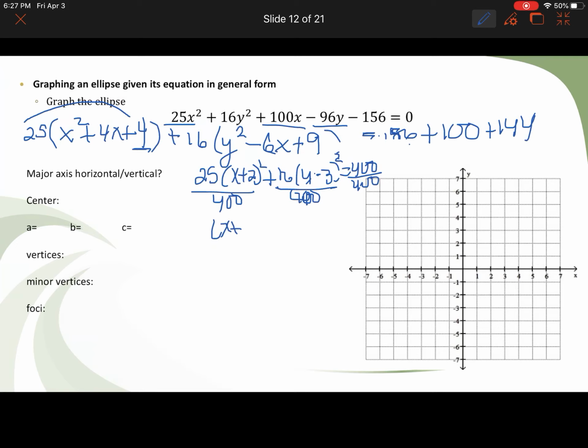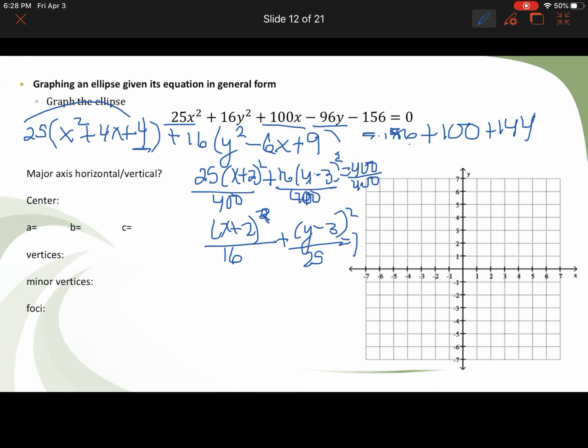Okay, so here's our final equation in the standard form. Wow. So 25 goes into 400 16 times, and which would mean that 16 goes in 25 times.